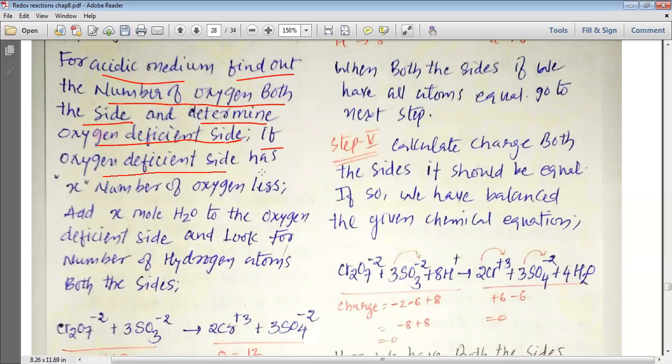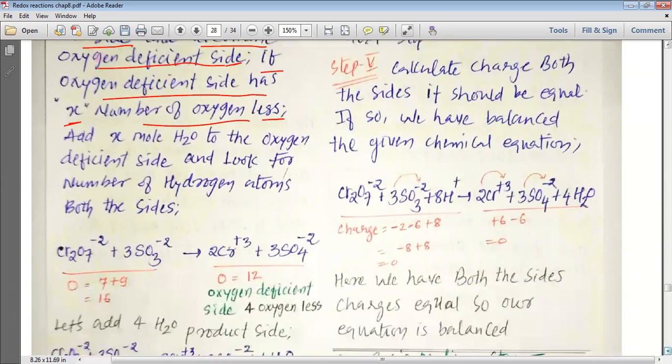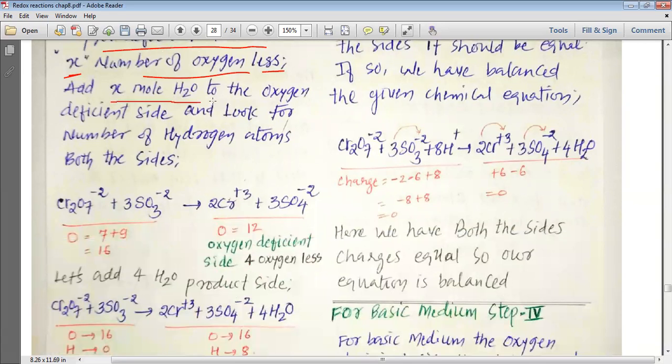If the oxygen deficient side has X number of oxygen less, add X moles of H2O to the oxygen deficient side. Those sides which have less oxygen, if X oxygen are less, we need to add X H2O to that side, and then look for the number of hydrogen atoms on both sides.